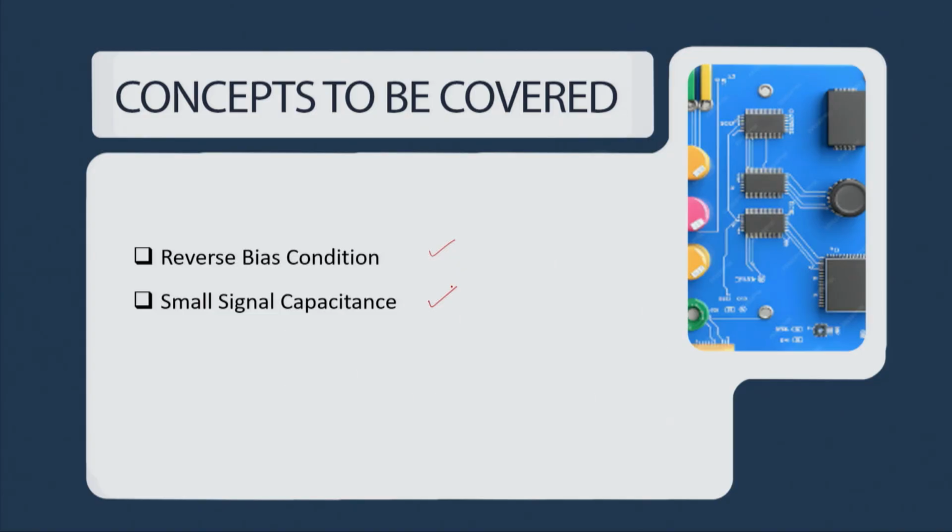In this lecture, we will see what will happen when a reverse bias condition is applied, meaning you have a PN junction and you are connecting the battery in such a way that the negative terminal will be connected to the P side and the positive terminal will be connected to the N side. This is an interesting case as far as this course is concerned. We will also see what will happen about the small signal capacitances of the PN junction.